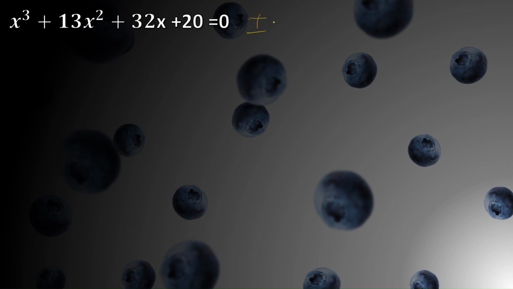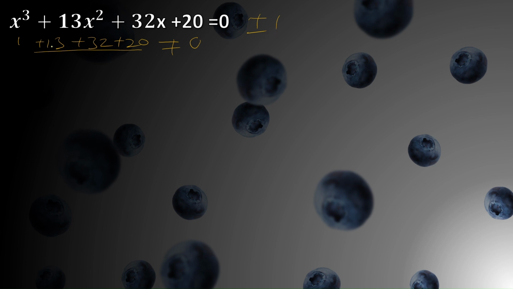See, first of all we have to check plus or minus 1. So plus 1 is not possible because the sum of all the coefficients cannot be 0, because all are positive numbers, like 1, 13, 32, 20. So adding them will not make it 0. So simply we will try for minus 1.